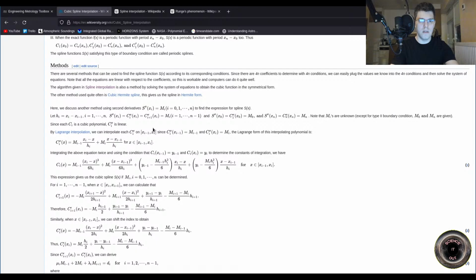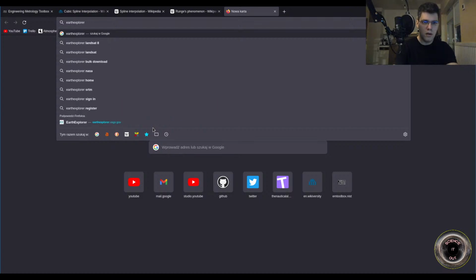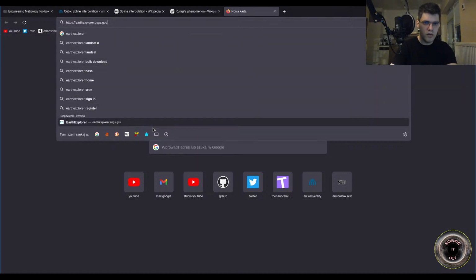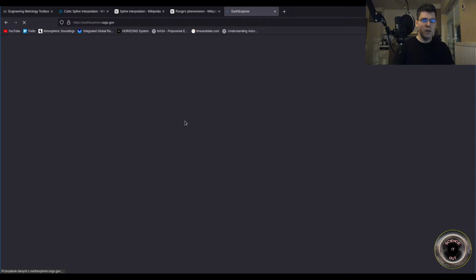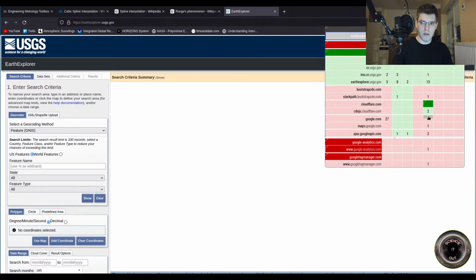Anyway, let's talk about the terrain model. There is really not much to discuss there. Basically how the terrain works is there is a website. Do I have it here? Oh yeah, Earth Explorer, usgs.gov. This is a website where you can find many different kinds of data. Oh, okay, I blocked a lot of JavaScript and it again.